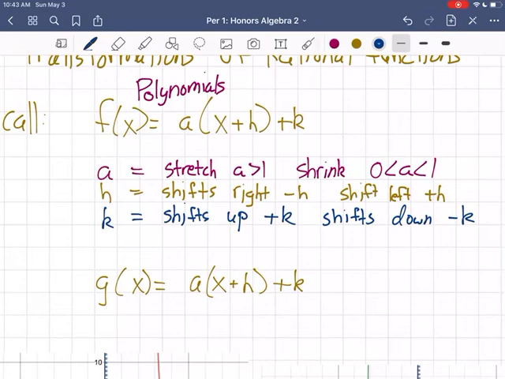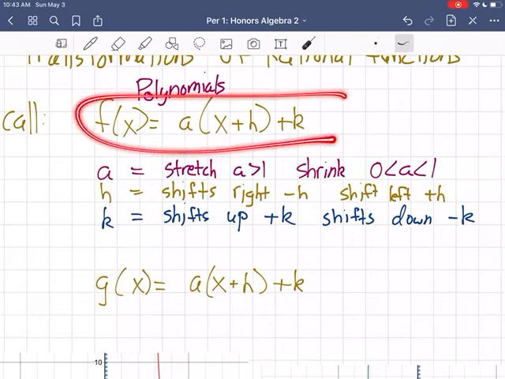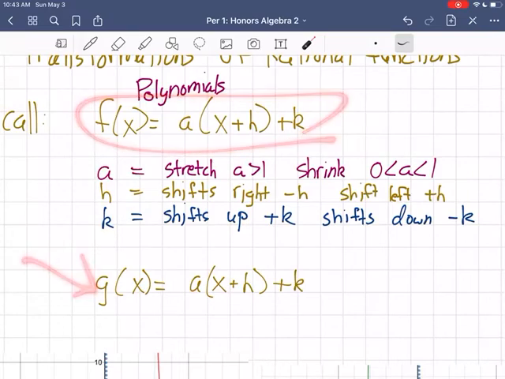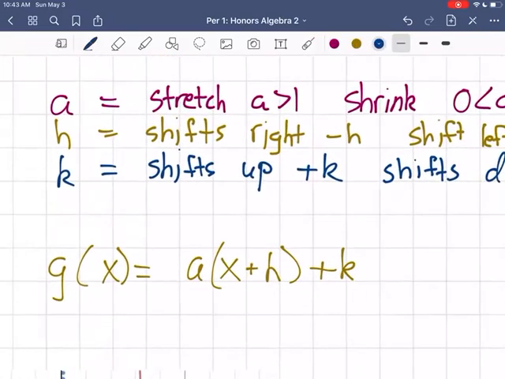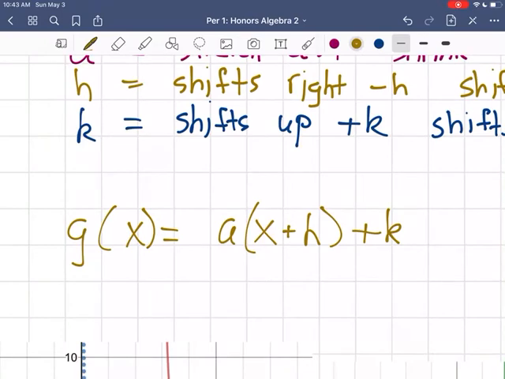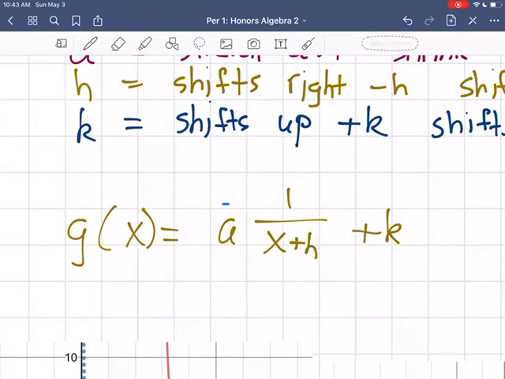Now, let's take this equation, and we're going to look down here, and let's change one thing about it. Let's take this x plus h, and let's just do the inverse of that. What I mean by that is now I'm going to replace x plus h by 1 over x plus h. So this a is still being multiplied out front, and that k is still being added on the outside.